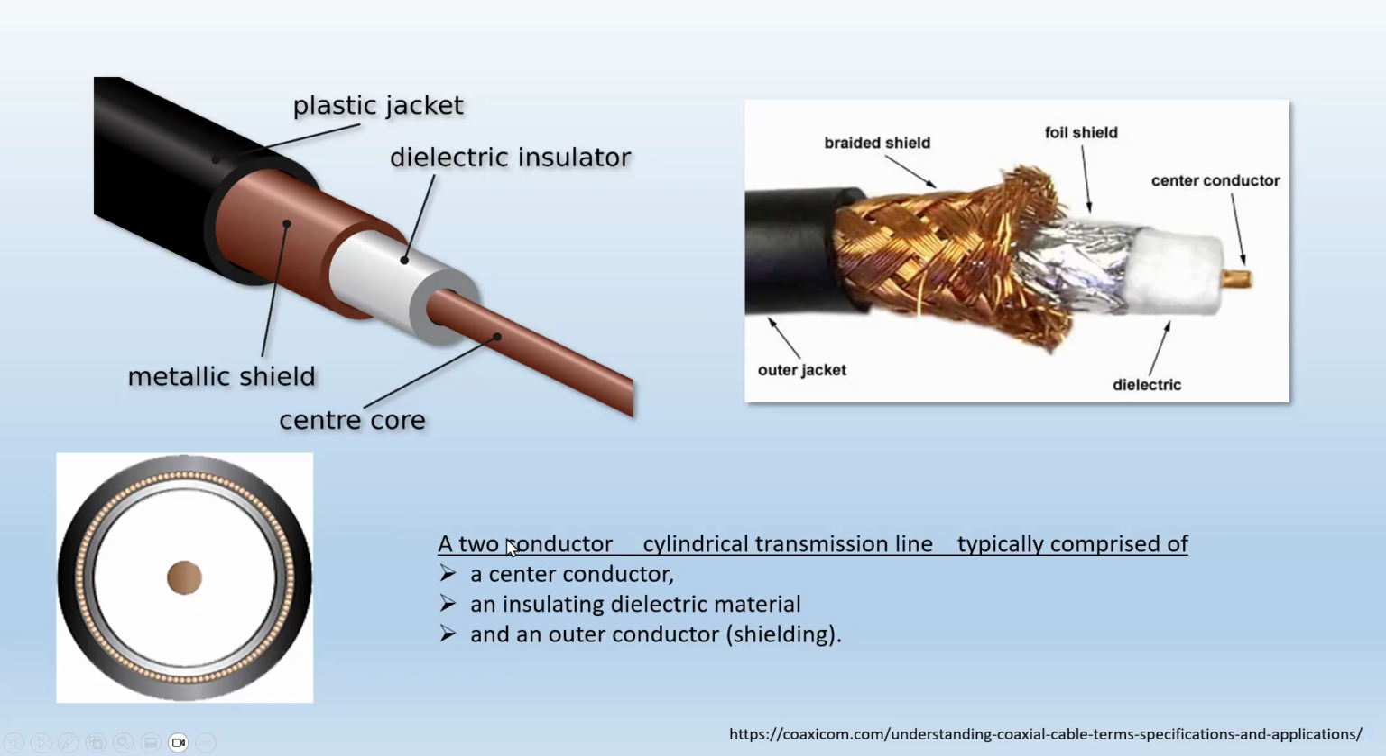So what did I say here? Coaxial cable is a two-conductor cylindrical transmission line. So it's a transmission line, of course, naturally, typically comprised of a center conductor, an insulating dielectric material, and an outer conductor, which also provides shielding. That's what it looks like.